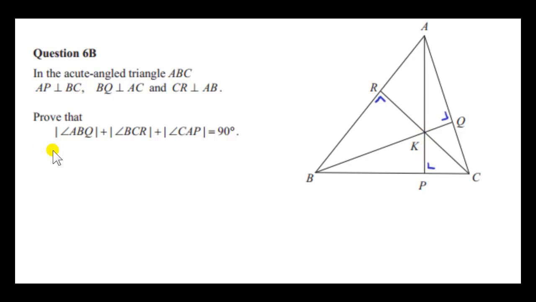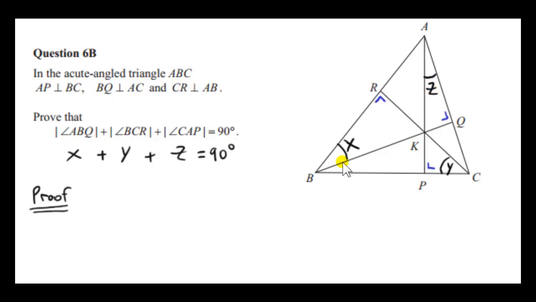Now we want to prove that these three angles add up to 90, so let's just identify these angles and use a simpler labeling convention. So what about angle ABQ? Well, one arm is AB and the other arm is BQ. So let's call this angle X. BCR is this angle here, I'll call it Y. And CAP is here, let's call it Z.